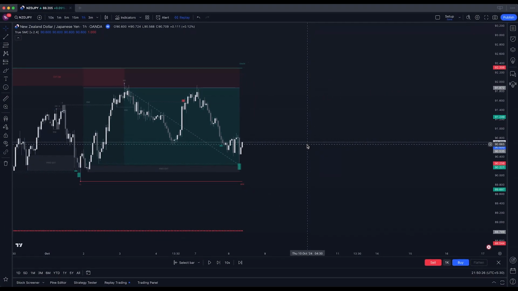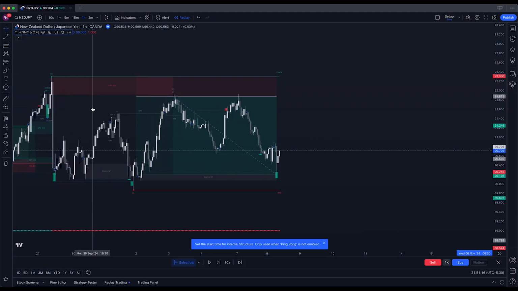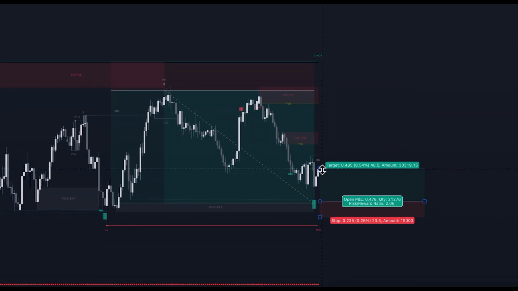Since the main trend remains bearish, this is a counter trend entry, meaning we can't expect the market to break the high. While the swing structure and ping pong structure provide valuable insights, they don't reveal the complete picture. The internal structure fills this gap. By enabling it in the settings and resetting from the market's high point, we can see all market movements with greater clarity. In this case, we have both internal IDM and internal extreme order blocks. Since this is a counter trend entry, our target should be the internal IDM.